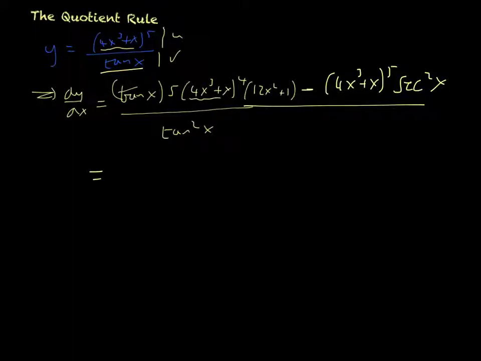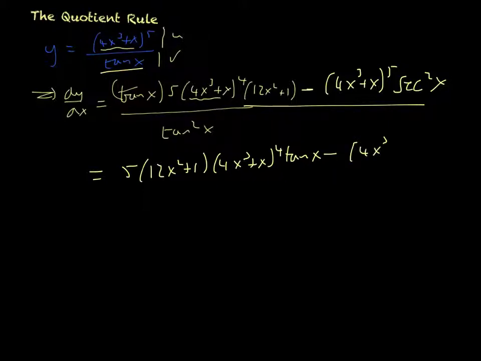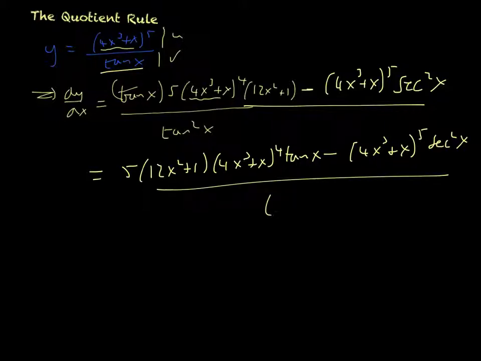So if I want to clean this up a bit, I've got 5, 12x squared plus 1, 4x cubed plus x to the 4, tan x, subtract 4x cubed plus x to the 5 sec squared x, all over tan squared x, and we're happy.